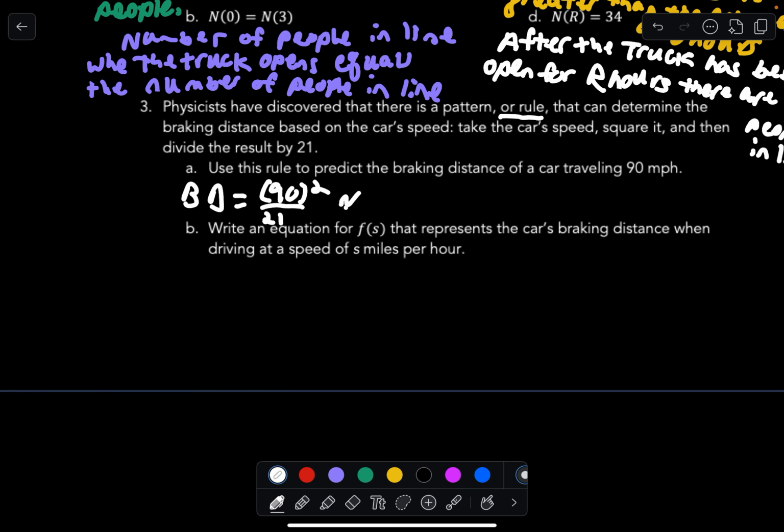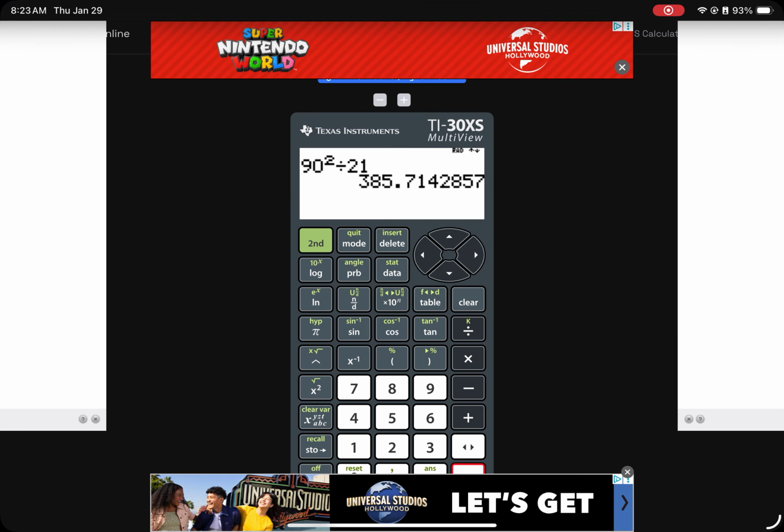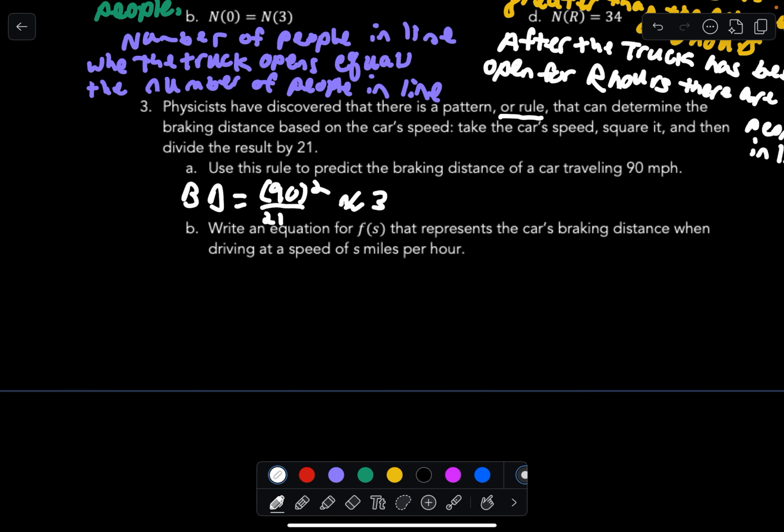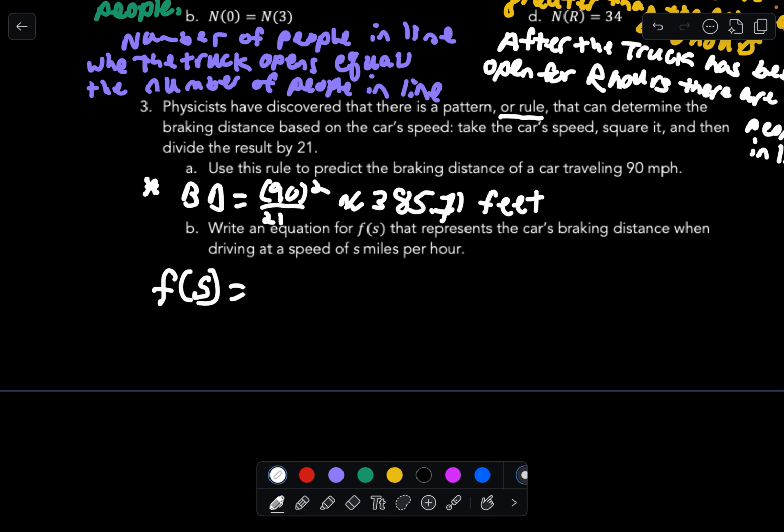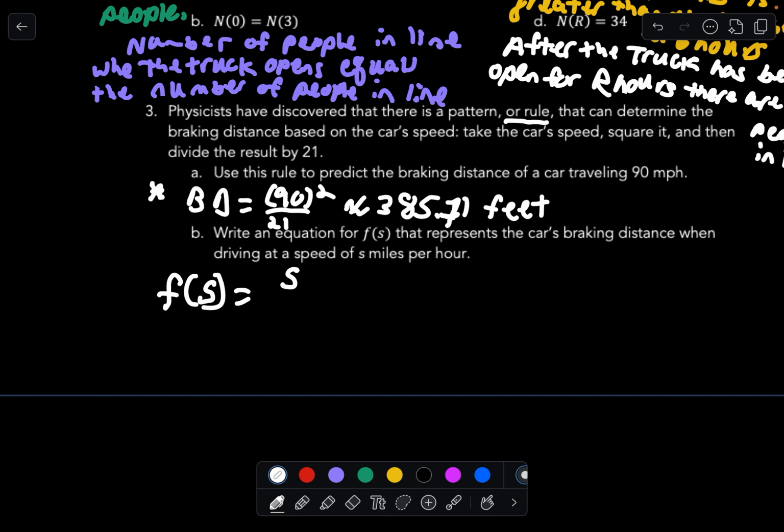I just forgot it because it's early in the morning for me, 385.71, that's two decimal places, feet. Write an equation for f of s that represents the car's braking distance when driving at a speed of s miles per hour. F of s. Well, now we just look at what we did up here, and we saw we took the speed s, and we squared it, then we divided it by 21. You just rewrite it and don't put 90 in for the speed.